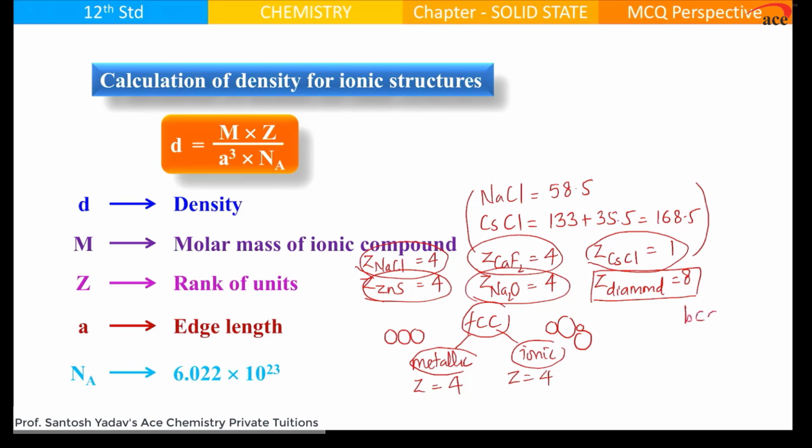But if you see BCC, there are two types: metallic BCC, where spheres are of the same size, and ionic BCC, where there is only one example, cesium chloride, where rank is 1 and here rank is 2. So remember, BCC metallic solid rank is 2, BCC ionic solid rank is 1.